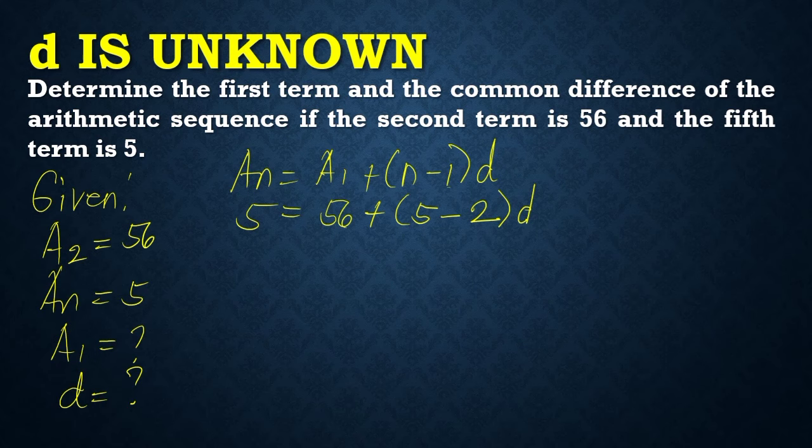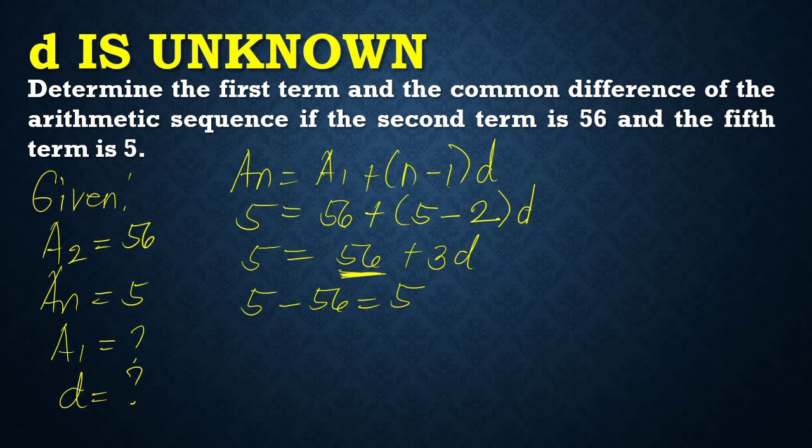So, bakit hindi n minus 1? So, para mas madali kasi hindi naman given yung first term natin. So, halimbawa, ang given natin is third term tsaka seventh term. Magiging 7 minus 3. So, in this case, second term ang given tsaka fifth term. Kaya 5 minus 2. Then, 5 is equal to 56 plus 5 minus 2, that is 3 times 3, 3D. And then 56, kailangan matanggal sa right side. So we subtract both sides by 56.